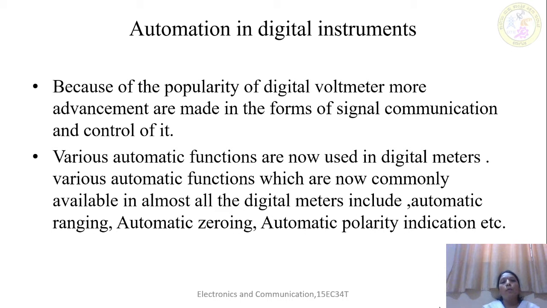First, why is automation needed in digital instruments? Because of the popularity of the digital voltmeter, more advancements are made in the form of signal communication and control of it. Various automatic functions are now used in digital meters. Commonly used functions include automatic ranging, automatic zeroing, automatic polarity indication, etc.